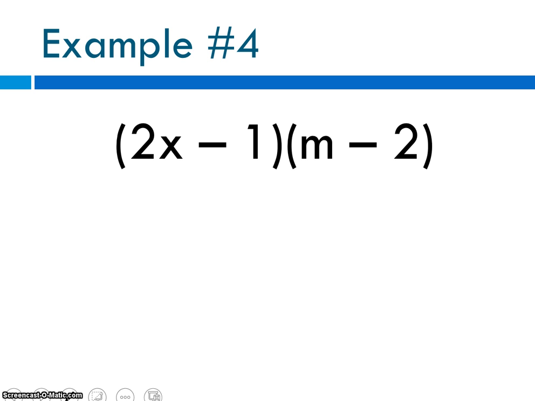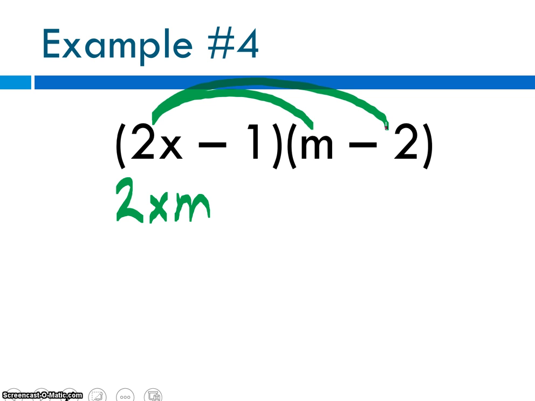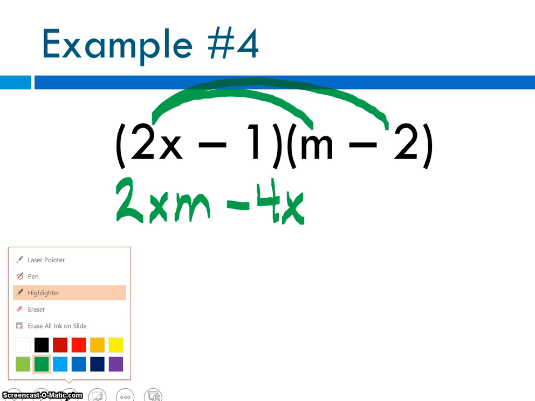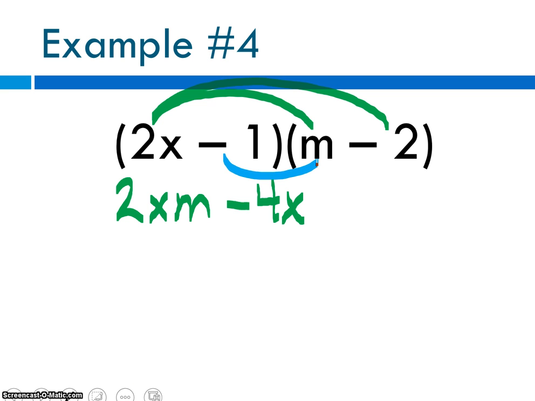For the fourth example, I'm going to do the same thing. Remember, we have to distribute twice. 2x times m. These are different variables, so it's just going to be 2xm. And then 2x times negative 2 is negative 4x. Now, I have to do the same thing, but this time I'm distributing the negative 1. So negative 1 times m is just negative 1m, or negative m. Negative 1 times negative 2 is a positive 2. Now here I have no like terms, so this is actually my final answer.